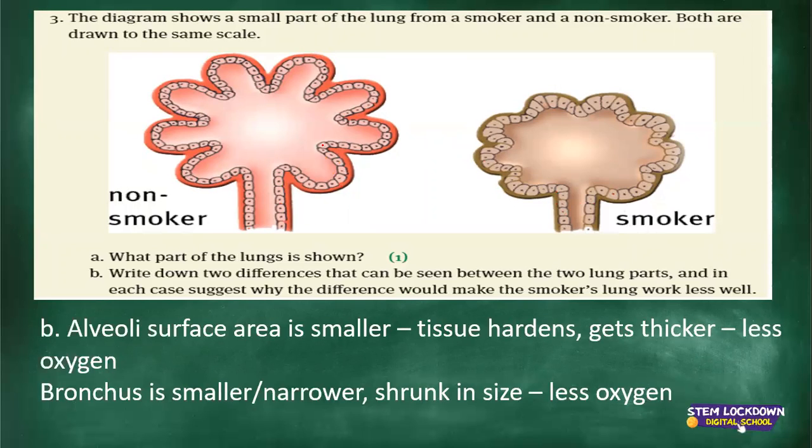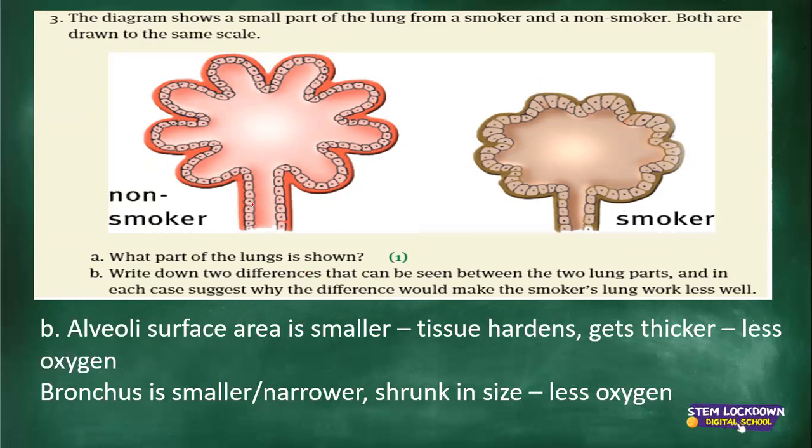Here, this alveoli can still hold more oxygen, but this one will hold less oxygen because of the surface area as well as the thickness. This here has a large surface area and is thin. This one now has a lower surface area and is thick. That is why. And then the second part is that the bronchus is smaller or narrower.